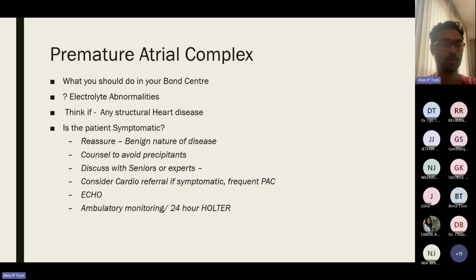Okay, so what you should do, just as I told, check your electrolytes and think if the patient has any structural heart disease that would actually cause this. And most of the time, it's some electrolyte abnormality that gets corrected. If not, it's benign, so you don't have to do anything. Reassure and counsel the patient, and if the patient becomes symptomatic or anything like that, you might need to discuss it with your cardiology, and then might have to do an echo or consider ambulatory monitoring, something like a 24-hour Holter. Okay.